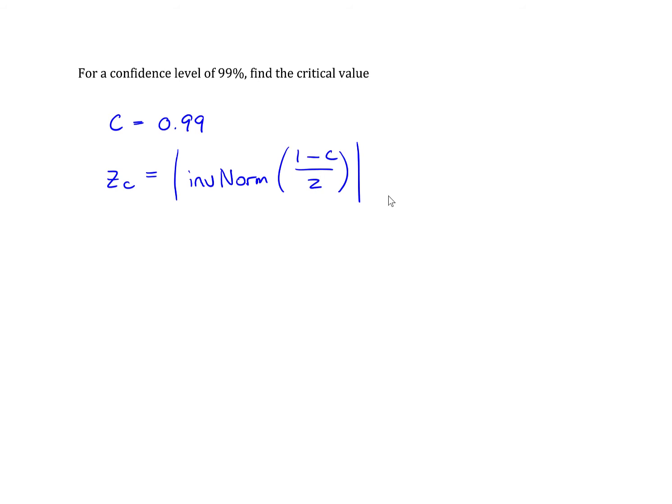Now, inverse norm is a function in the TI calculator. If you're using other technology to find that, that's fine, or even tables. Just whatever you use to come up with inverse norm values, that's fine. Now, to understand why this formula works, let me show you a quick application.